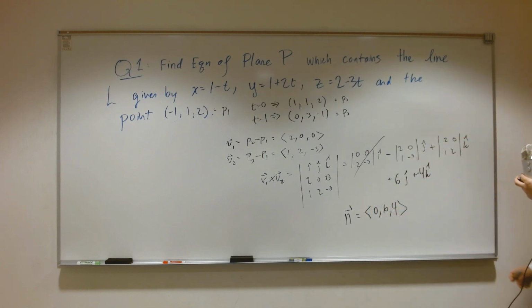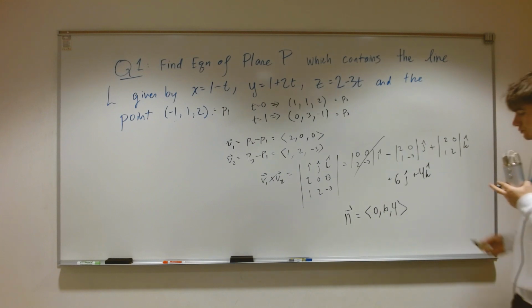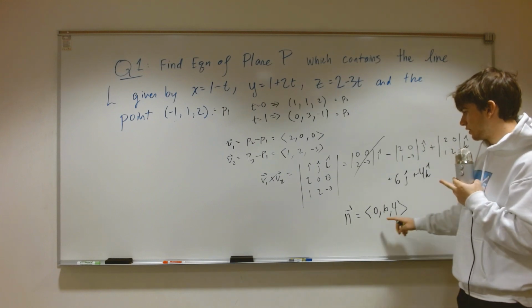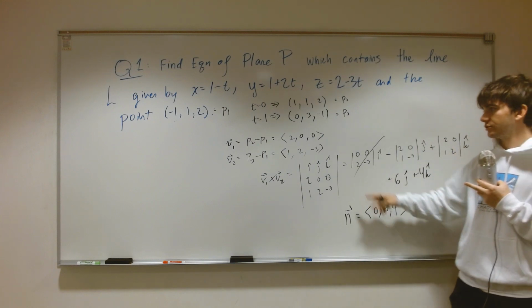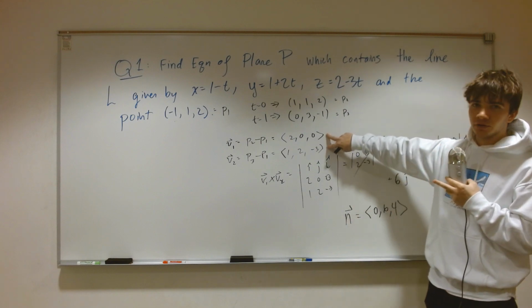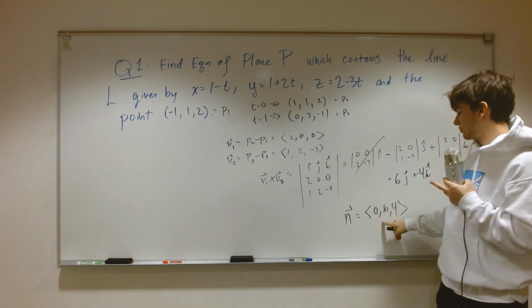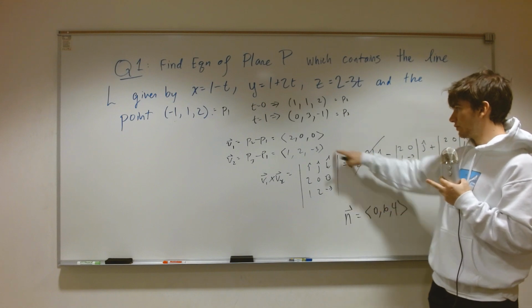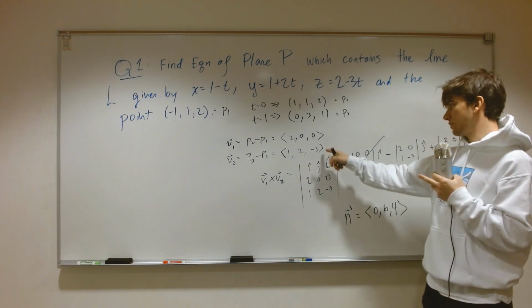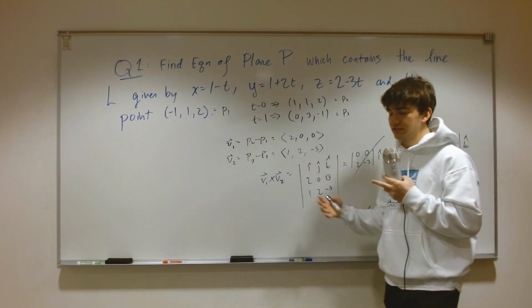Okay, and you can quickly verify that if you dot product this normal vector with these two vectors, you're going to get 0 in both cases, right? This one is clearly going to be 0, and then the other one, you're going to get 12 minus 12, which will also give you 0. So that's a good sign, okay?